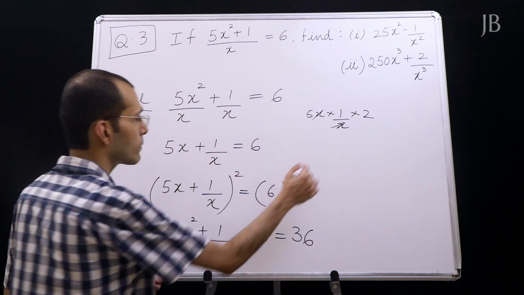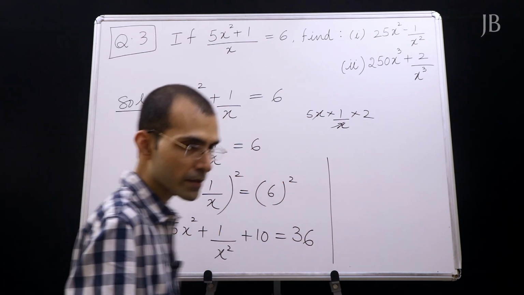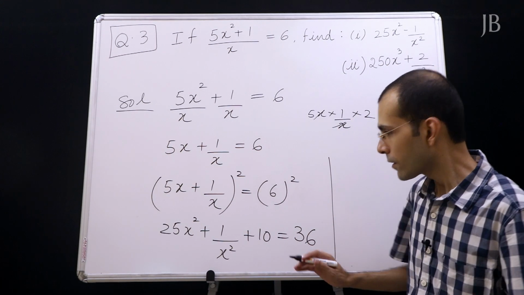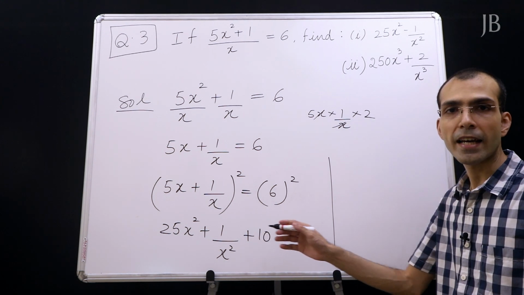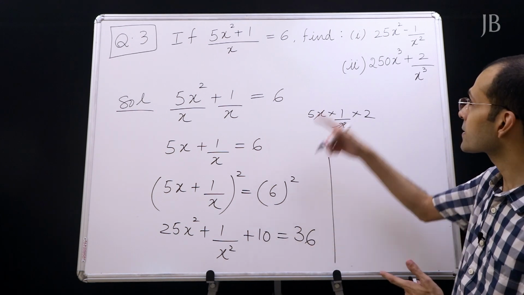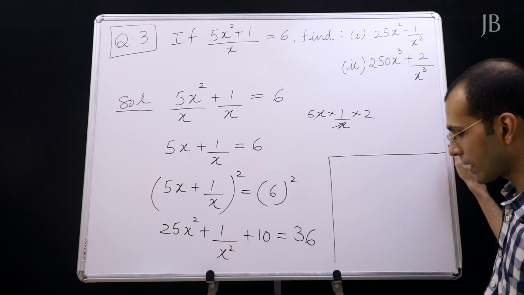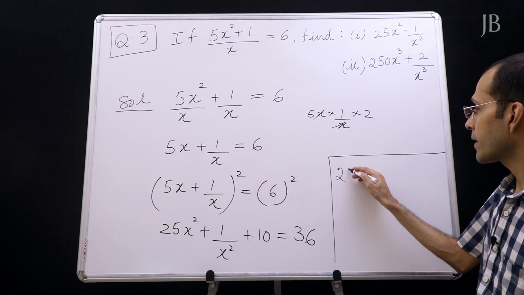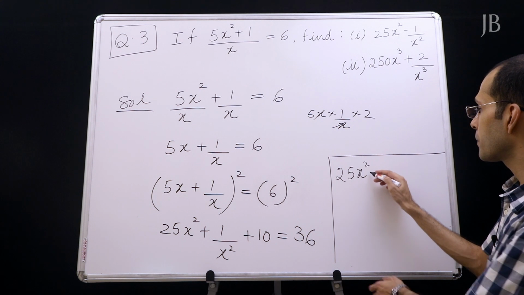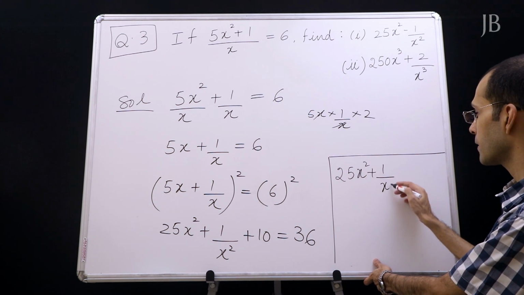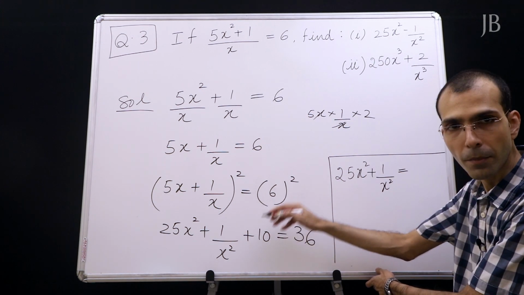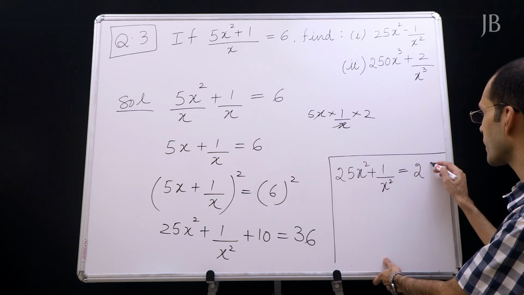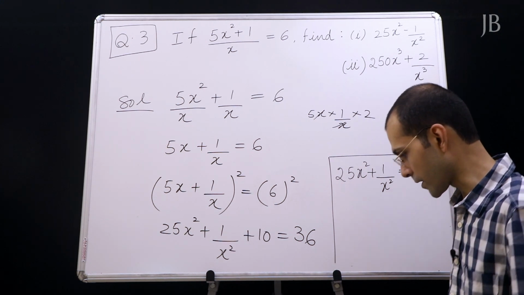Okay. Now what we have to find? 25x square plus 1 upon x square. So in fact, this also could have been one of the subparts, but anyway here it is not asked. So 25x square plus 1 upon x square will be 36 minus 10, that is 26. So this we have now got it.